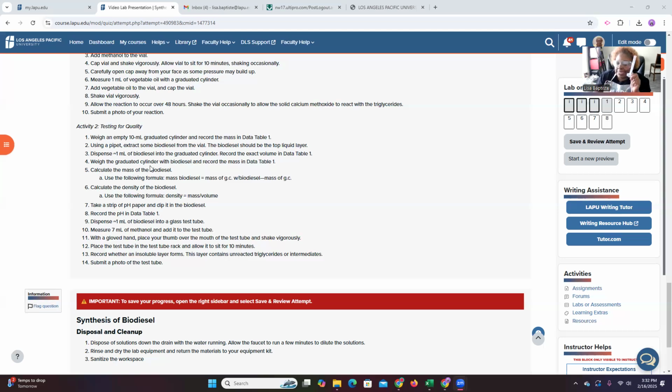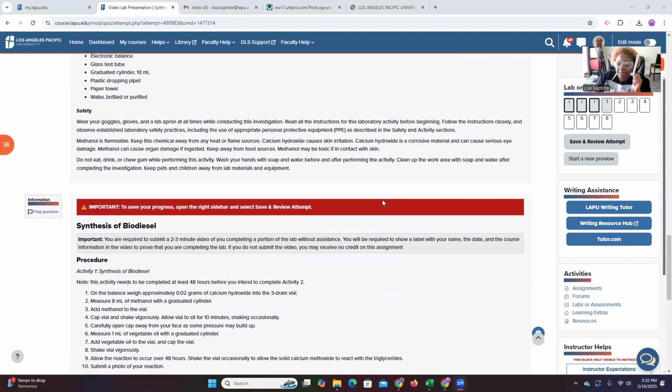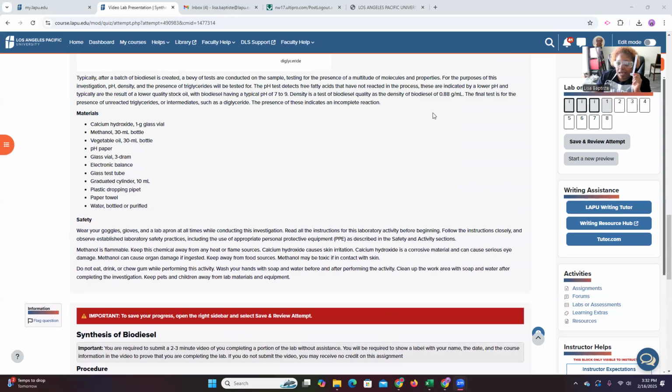When you take the mass of your graduated cylinder with the biodiesel minus the mass of just the graduated cylinder, that's going to give you the mass of the biodiesel. You're measuring the volume, and you want to calculate the density. So the density is equal to the mass that you get in step 5 divided by the volume that you measured, that 1 milliliter. That's going to give you the density. It says up here that the density of your biodiesel should be 0.88 grams per milliliter. We're seeing how close our biodiesel came to this value. That's what we're testing.